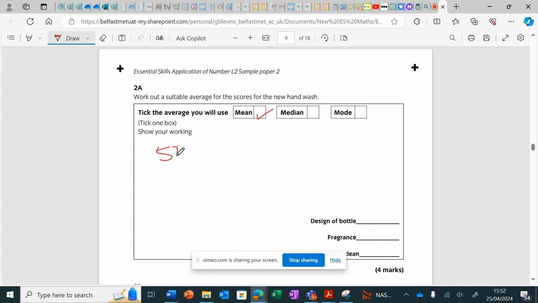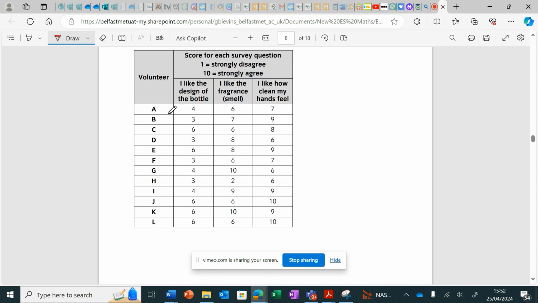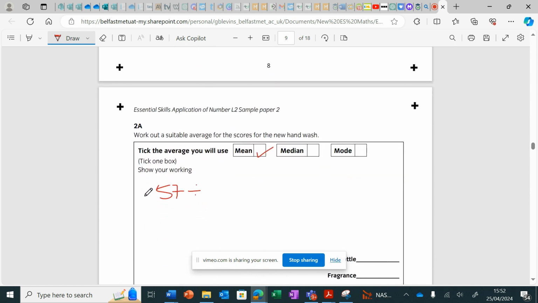So you would take the 57 and we would divide that, because the mean is everything added up divided by how many things you have. And you got 1, 2, 3, 4, 5, 6, 7, 8, 9, 10, 11, 12 items there. So we do 57 divided by 12. So 57 divided by 12 is 4.75.